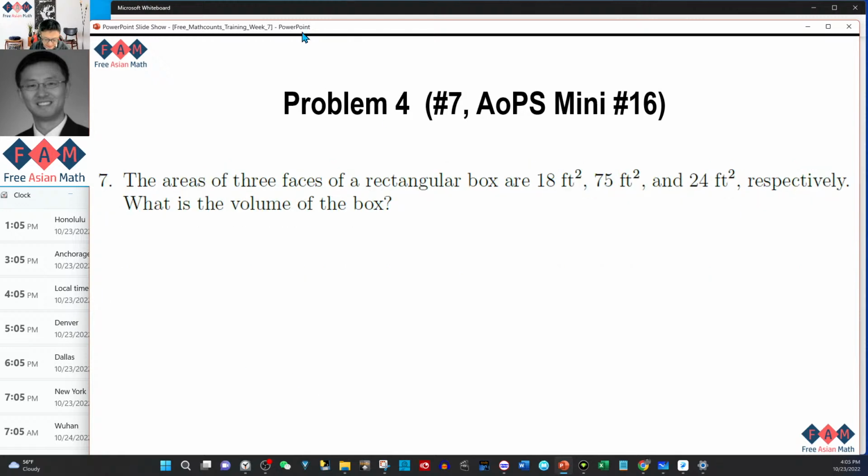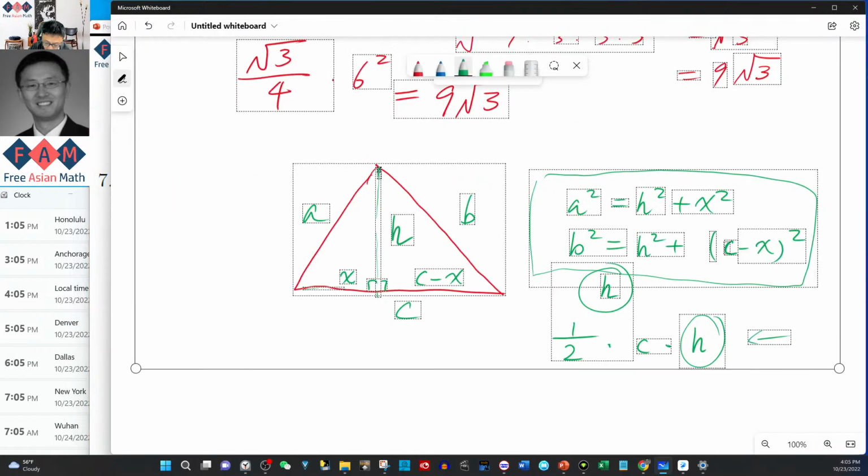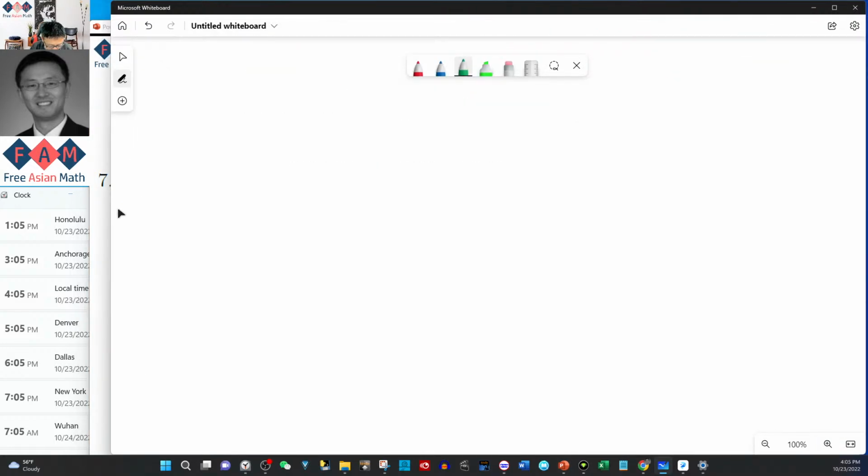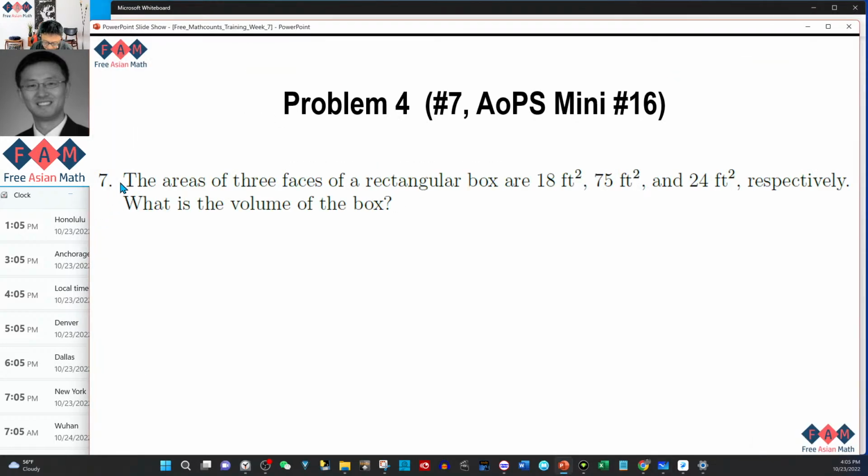This is a very simple problem. Why? All you need is to keenly understand what we are doing and have some good mathematical sense. So, the areas of three faces of a rectangular box. Okay, so it's a 3D scene. Those three numbers: 18, 75, 24. What is the volume? It's super easy.